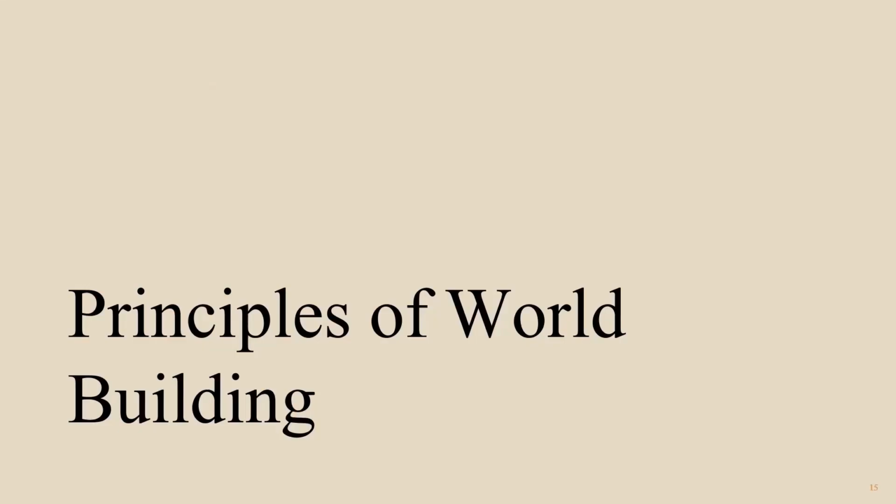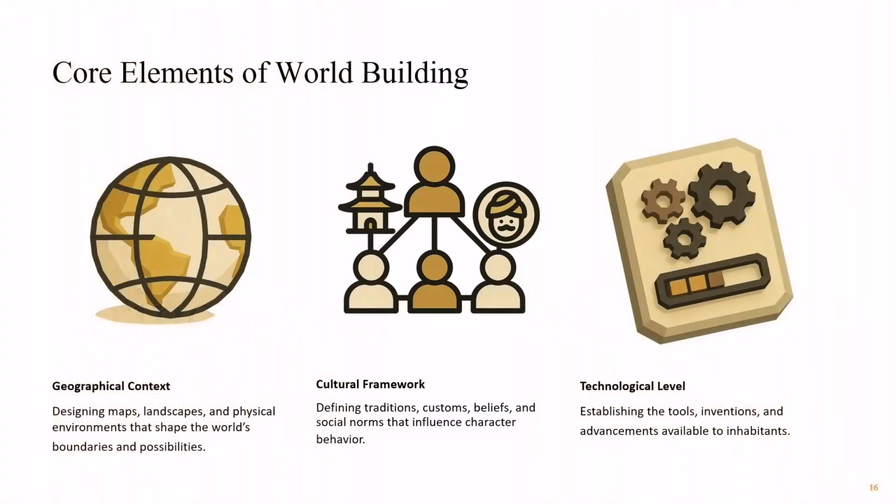Next, the core elements of world building, balancing creativity and internal logic, and integrating world building into story development. World building involves creating the geographical, cultural, technological, historical, and socio-political contexts that support the story. Key elements include map creation, societal hierarchies, language development, and environmental rules. Comprehensive world building enriches the narrative, providing depth and authenticity that enhances reader immersion.